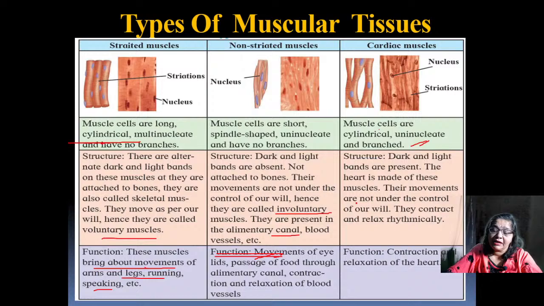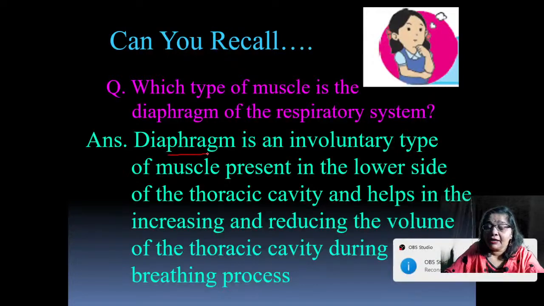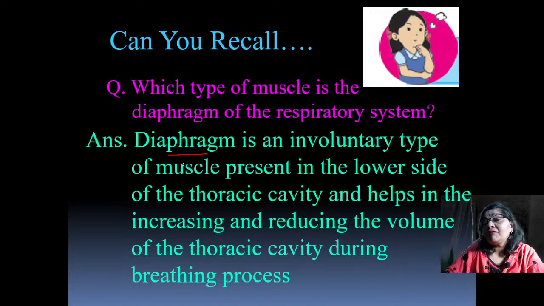If you see their movements, they are not under the control of our will, so they are all involuntary muscles. You must have heard of the diaphragm, which is a part of the respiratory system. This diaphragm is an involuntary muscle type that divides the thoracic cavity and the abdominal cavity into two halves. It is present in the lower side of the thoracic cavity and helps in increasing and reducing the volume of the thoracic cavity during the breathing process.